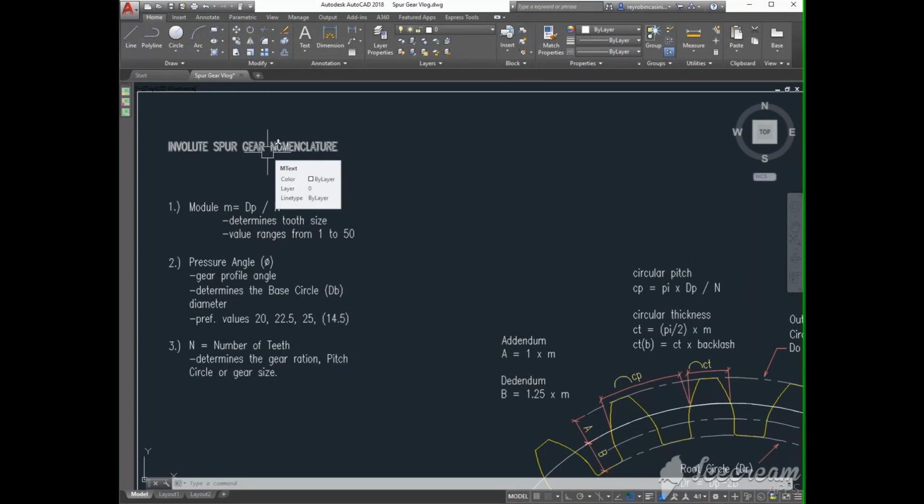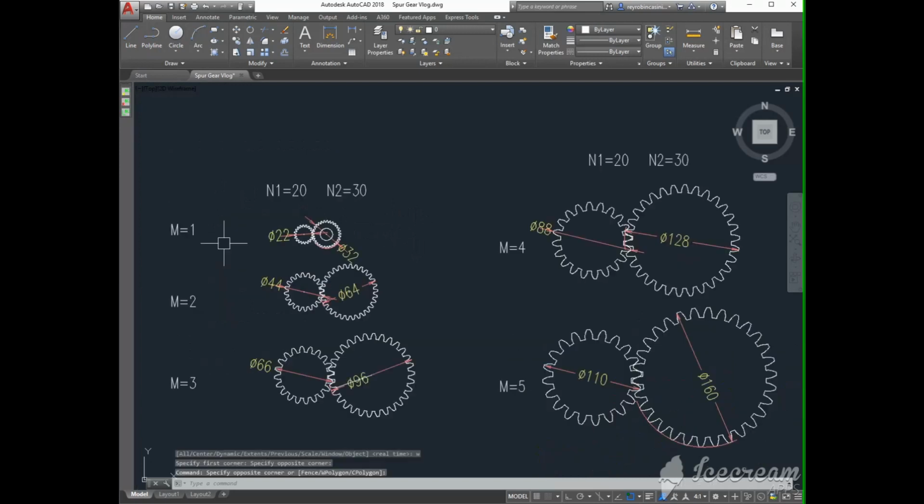Let's have a quick discussion on Involute Spur gear terminologies. First, I want to introduce the constant parameters. Number one is the module. The module determines the size of the gear tooth and has values that range from 1 to 50.